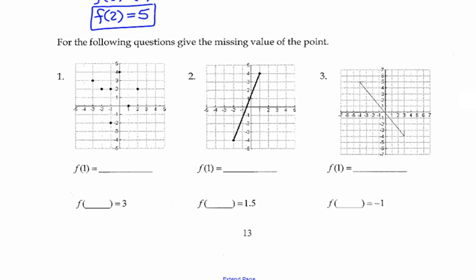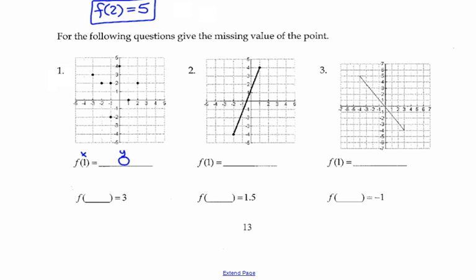So the first one, f of 1 equals, so they give us the input of 1. Who is the input always, x or y? X. They give us the x, we're looking for y. So when x is equal to 1, what is y equal to? When x is 1, what's y? 0. Got it? No? Okay. So now the next one, who do they give us?